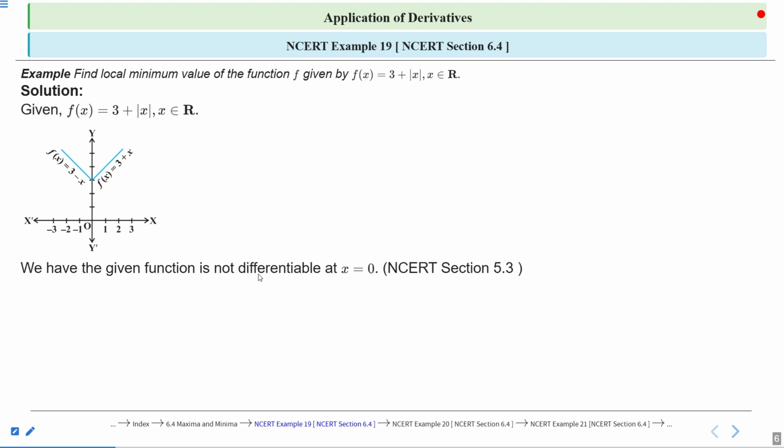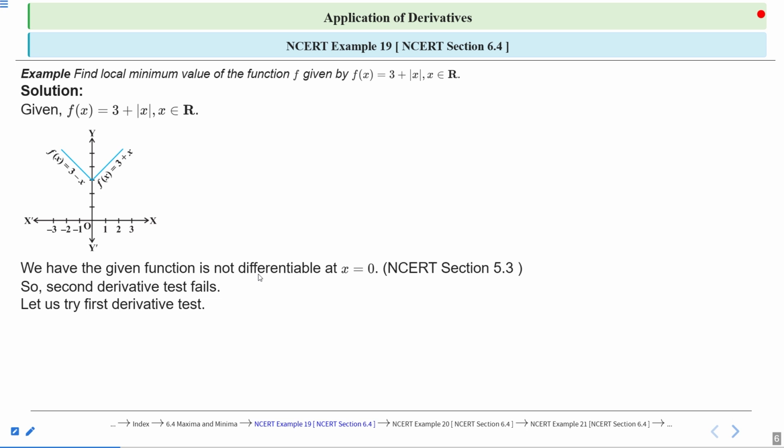We can see that the given function is not differentiable at x = 0. How is it not differentiable? You can refer to NCERT section 5.3. So the second derivative test fails here.